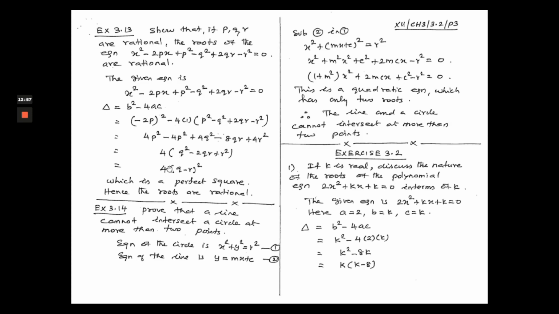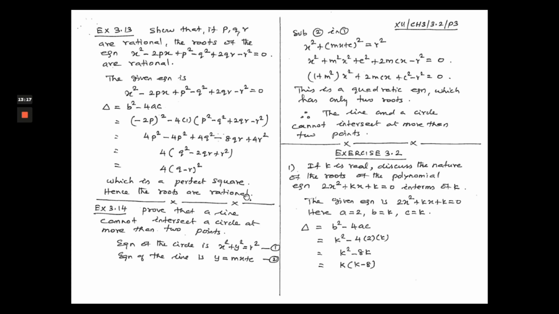Look, 4 is a positive number. Even though q minus r is negative, the square of the negative number is positive. So 4 is positive. q minus r whole squared is also positive. So both of them are perfect square numbers. Hence the roots are rational.